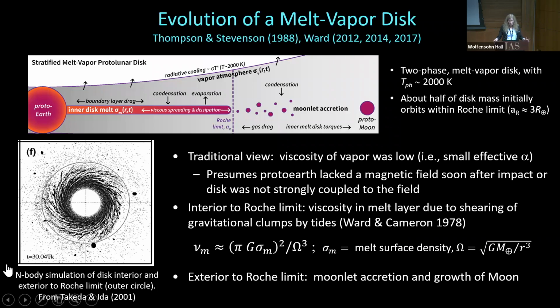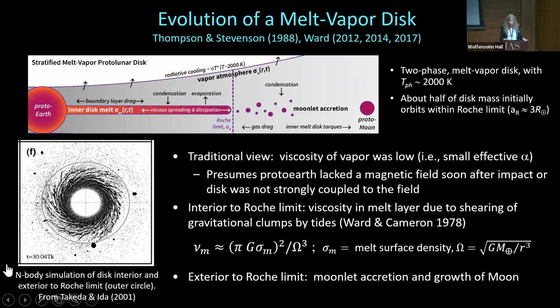So this is what I would say is a more traditional set of models for how that might happen. After the canonical impact, as I mentioned, you have a melt-vapor disk. About half of the disk is inside the Roche limit, which is at about 3 Earth radii for silicate densities. About half the disk is outside. The traditional view has been that the vapor component of the disk would have a low intrinsic viscosity, that it would not be subject to MRI, for example. And we'll talk about how this could differ substantially if MRI was present in the disk. But the traditional assumption has been that the vapor was relatively inviscid.